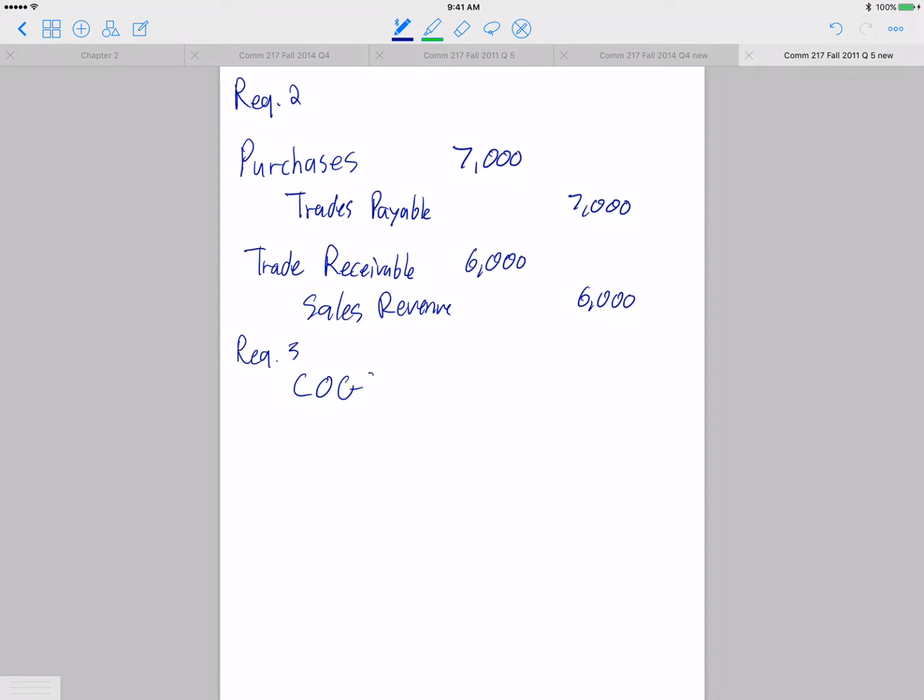We'll debit cost of goods sold for 200 and credit inventory by 200. And we get the 200 by subtracting 12 minus 11 times the amount of units we have left, which is 200, which gives us our final number of 200.